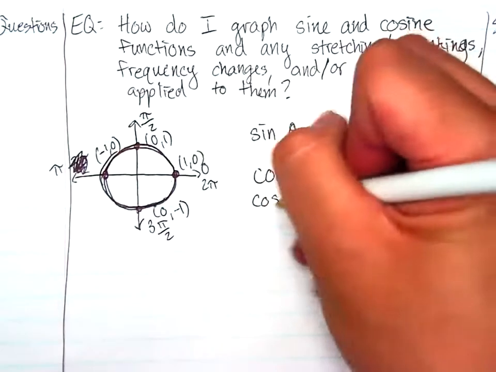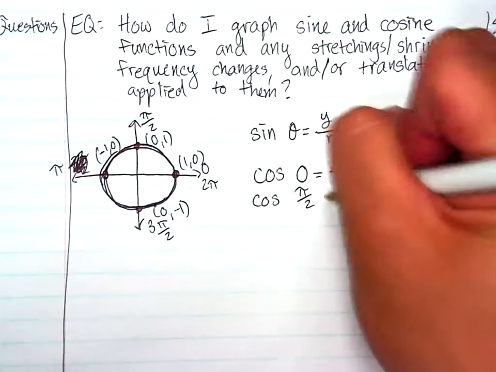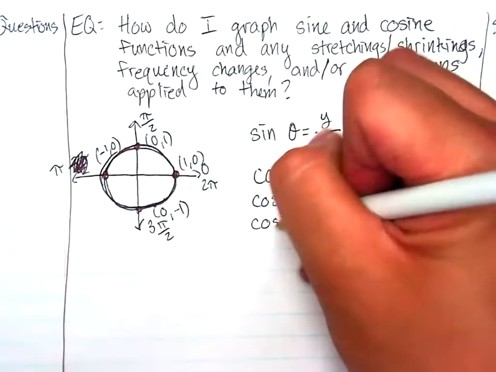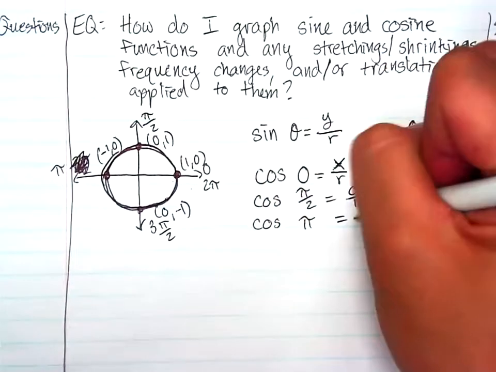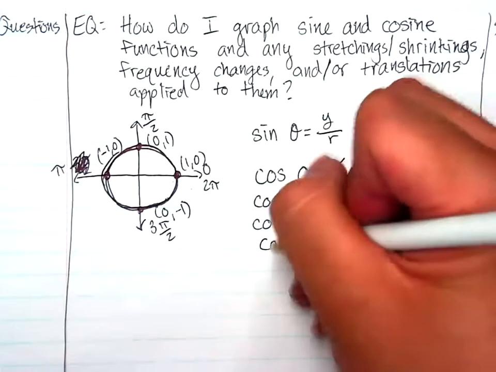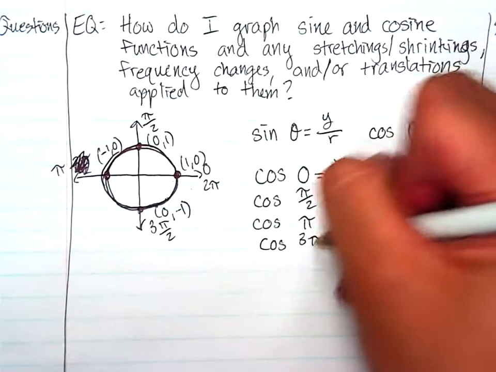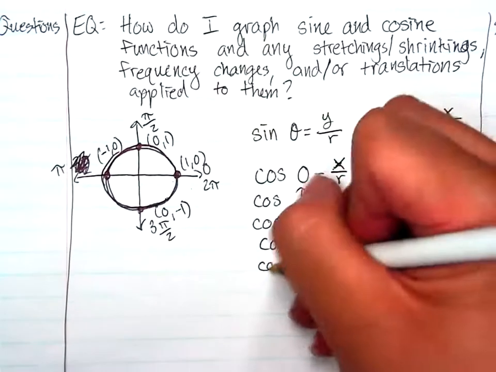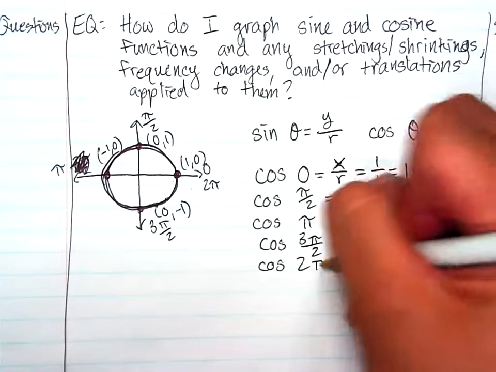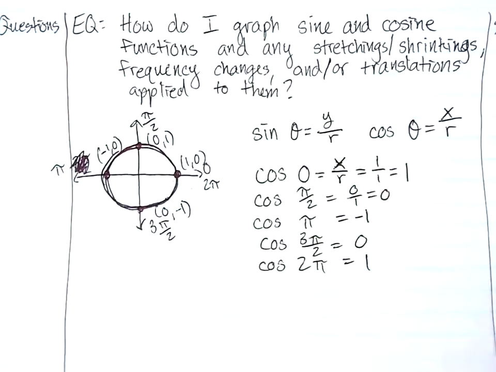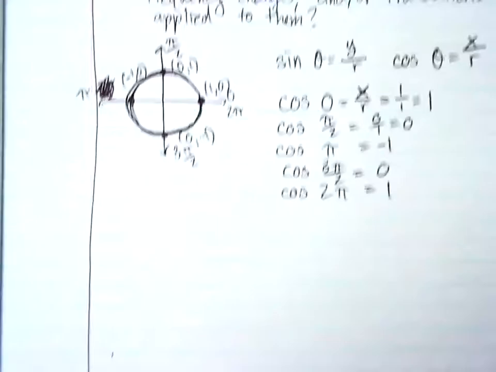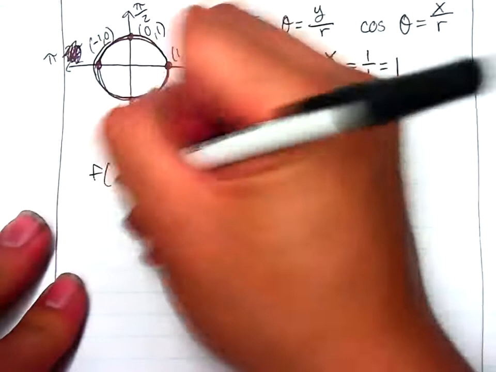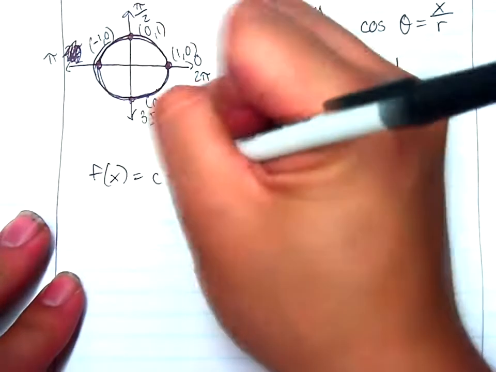Then let's go ahead and do the rest of them. Cosine of pi over 2 is 0 over 1, which is 0. Cosine of pi will be negative 1. And cosine of 3 pi over 2 is 0. Then we go back to 2 pi, same as 0, and it's going to be 1. All right, now that I know this, I'm going to go ahead and draw in the basic cosine curve, f of x equals cosine x.